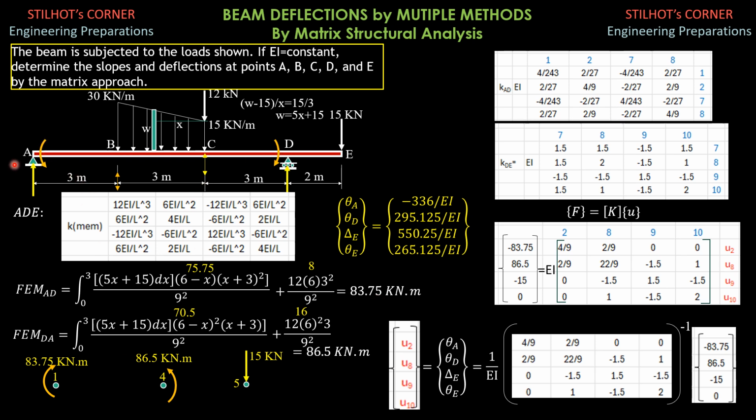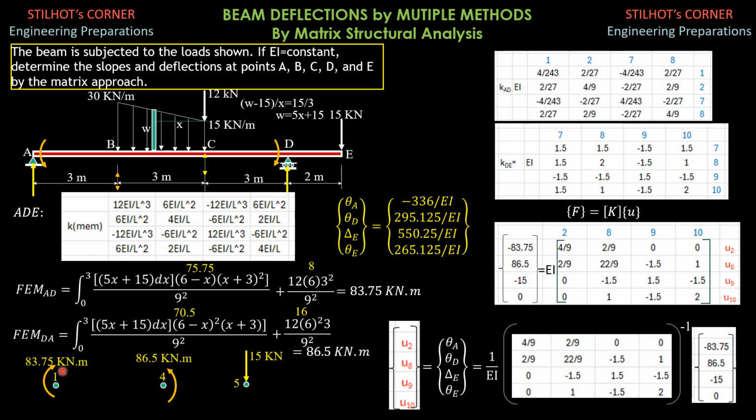While the fixed moment at D due to the varying load is the integral of W dx, then we just interchange the squared factor. So this is now squared, and this is just x plus 3 all over 9 squared. So from 0 to 3, the integral is 70.5. Then the fixed moment of this 12 kilonewton load is 12 times 6 squared times 3, interchange the squared term, just like here. So it is all over 9 squared, so it is 16. So combining, that's 86.5 kilonewton meter.